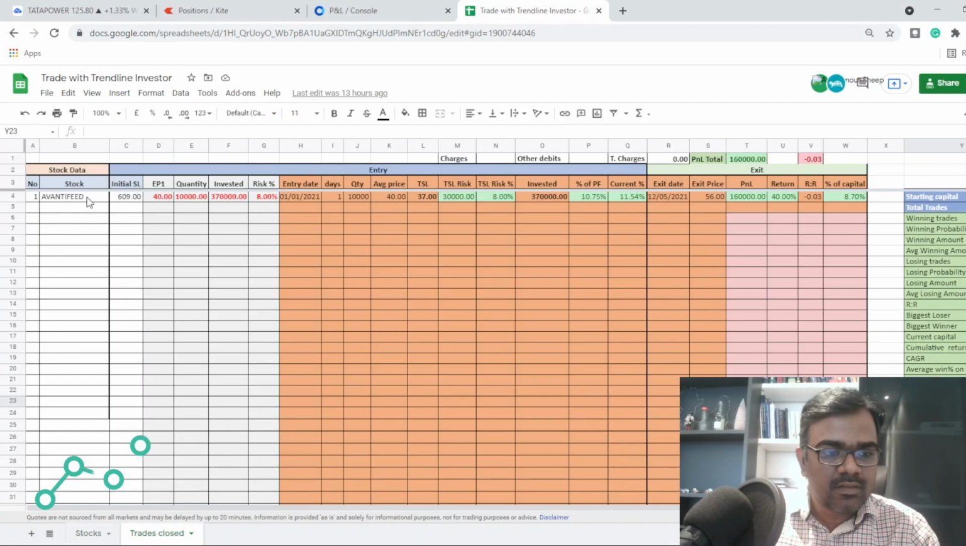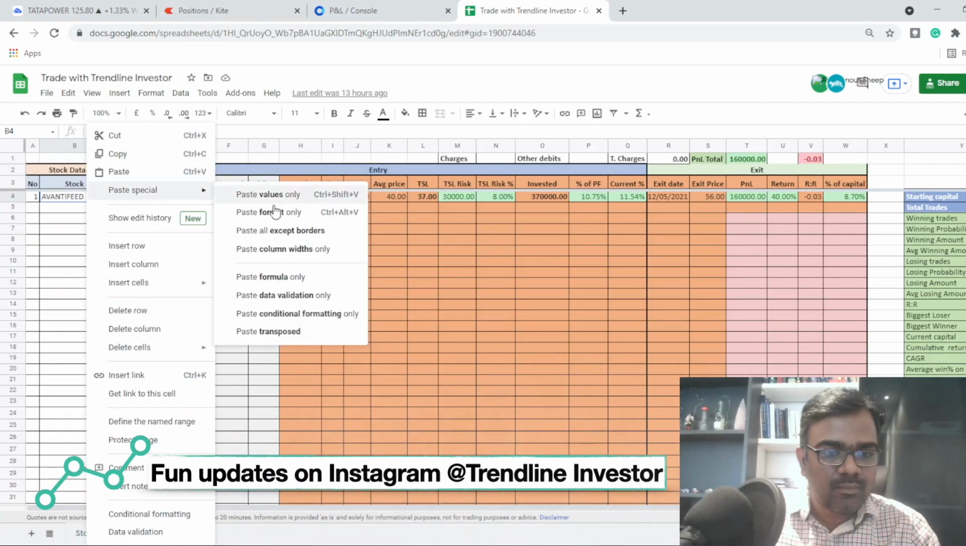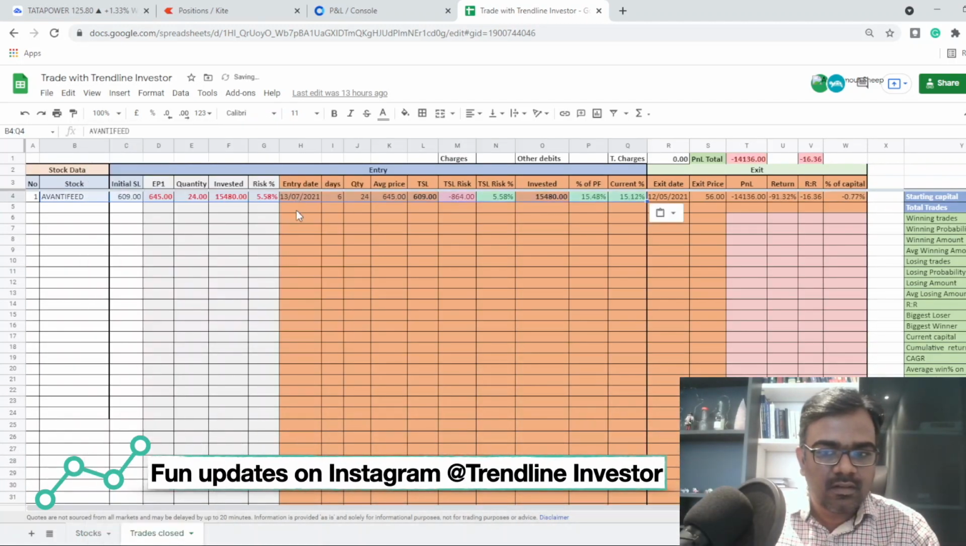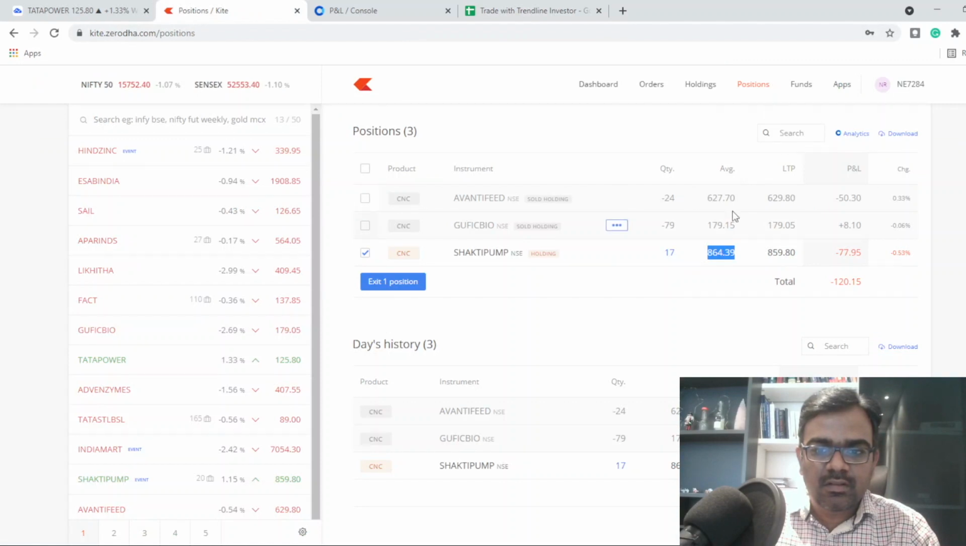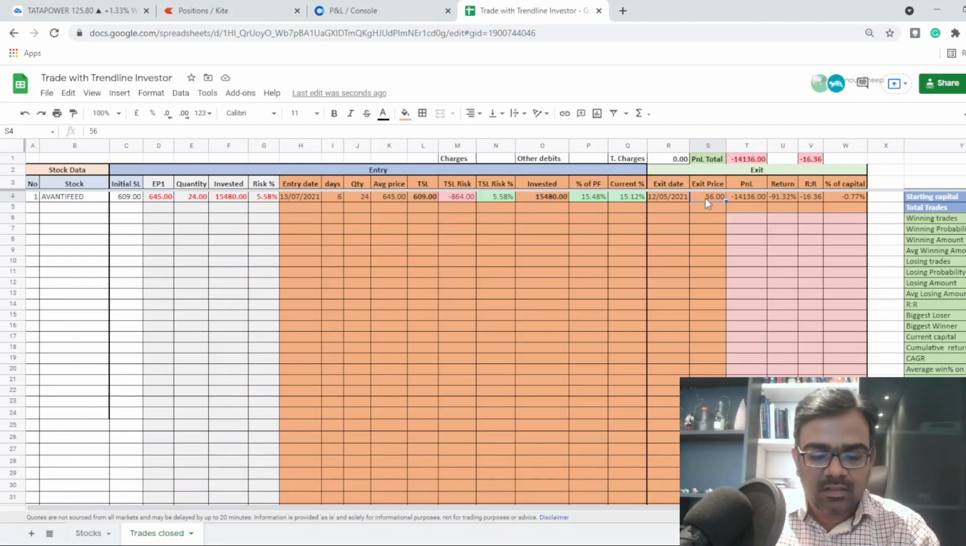I'm going to go to trades closed. I'm going to right click, paste values, right? So that has updated mine here. So what was the exit price? The exit price today was 627.7. So I'm going to do this here, 627.7, and we exited today at 1907. So what does the sheet tell you?